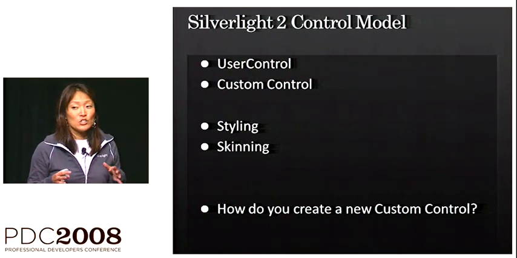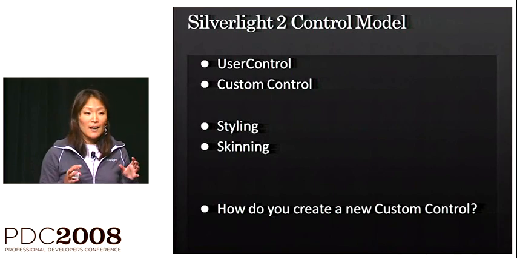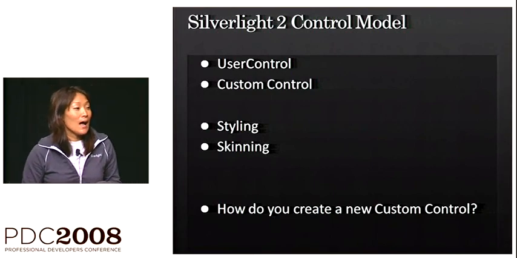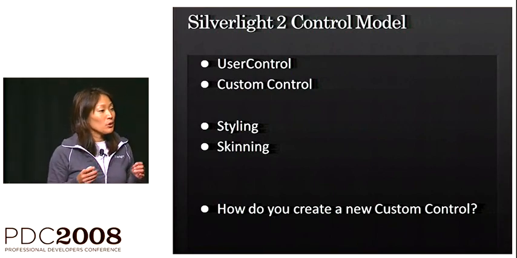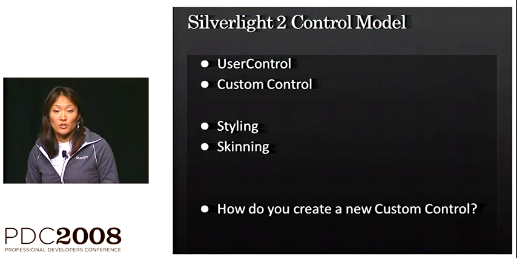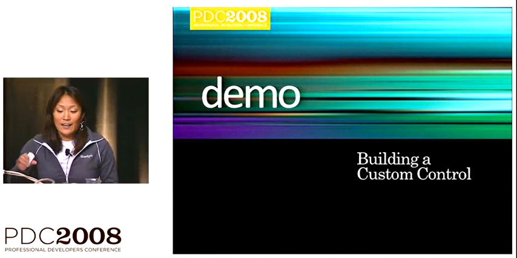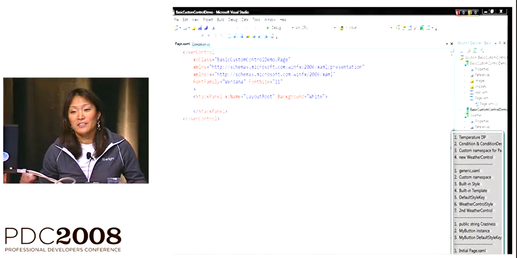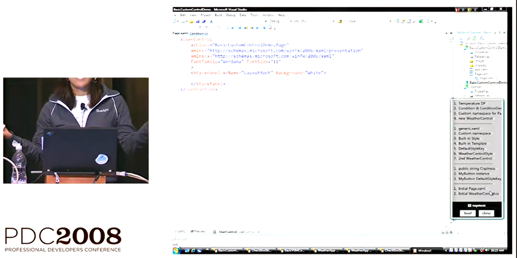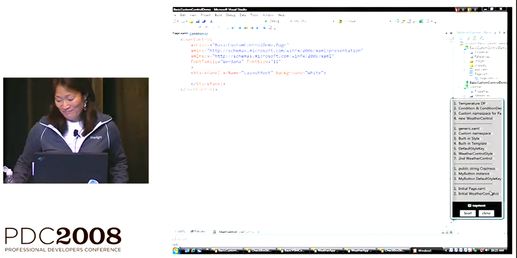And with that, I want to dig straight into the main part of this talk, which is skinning. And how do you build up a skinnable control? How do you build a custom control from scratch? At which point I will also quite literally step up onto my soapbox. Okay.